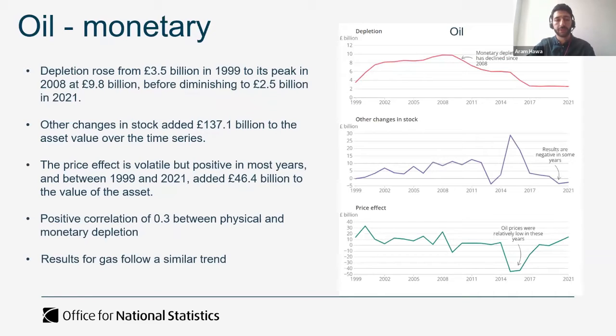Moving on to the monetary results. Depletion rose from 3.5 billion in 1999 to its peak in 2008 at 9.8 billion, before diminishing to 2.5 billion in 2021. Other changes in stock added 137.1 billion to the asset value over the time series. The price effect is volatile but positive in most years, and between 1999 and 2021 added 46.4 billion to the value of the asset. A positive correlation of 0.3 exists between rates of physical and monetary depletion, which suggests the importance of the price effect, which is something I'll move on to now.